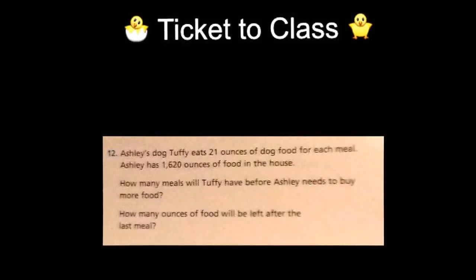All right, fifth graders, you do have a ticket to class, and I do want you to do number 12, the story problem on the back of your ticket. And again, use those compatible numbers to try to pick what your answer is, estimate to make sure your answer is reasonable, and bring this back to class, and good luck.